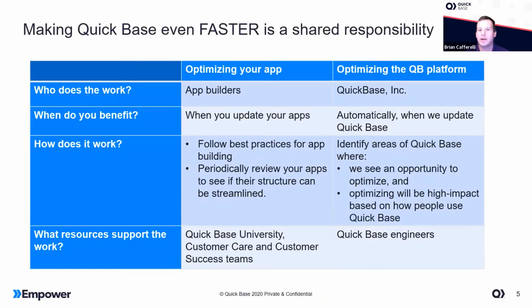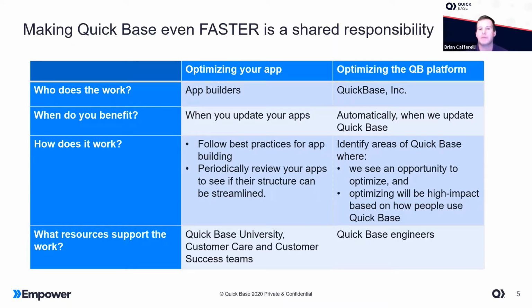So I want to talk to you a bit about our shared responsibility model for making QuickBase even faster. Those models are really about you optimizing your app on the one hand, and about us optimizing the QuickBase platform on the other hand. Now, there are other sessions at Virtual Empower this year that are going to give you the tools you need to figure out how to optimize your apps. This session is going to focus on optimizing the QuickBase platform. But they're really similar processes when you think about it.